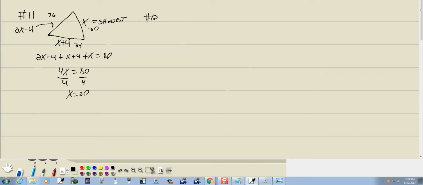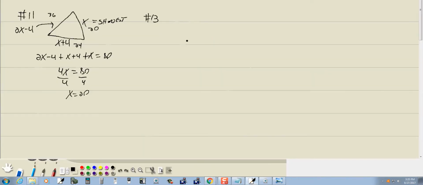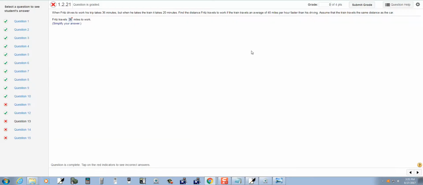I hate word problems, so I have to think about them. When Fritz drives to work, his trip takes 36 minutes, but when he takes a train, it takes 20 minutes. Find the distance Fritz travels to work if the train travels an average of 48 miles per hour faster. Okay, so I assume a car and a train are going the same distance. That's what I'm reading. Sometimes he takes a car to work, sometimes he takes a train to work.